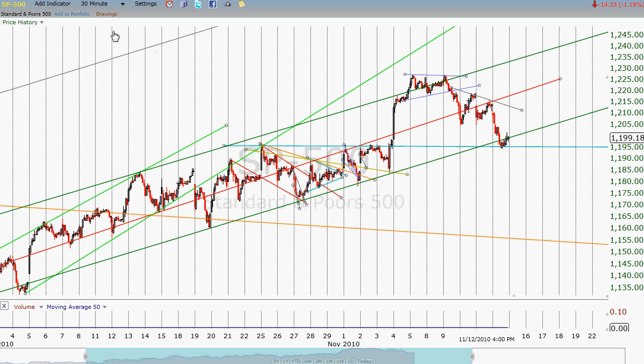And another thing is, we can look and see this little pattern here, maybe. And it's possible, if you look at that as a continuation triangle, that this depth may have been about what's implied by that. So just keep your eyes on it. It wouldn't surprise me to see this hold. And if it does, then I would look for a good solid move towards the 1240, 1250 area. But if it breaks down, we've got to go someplace else first.